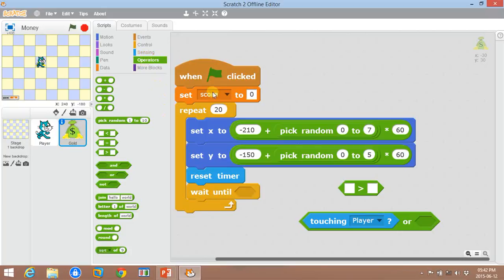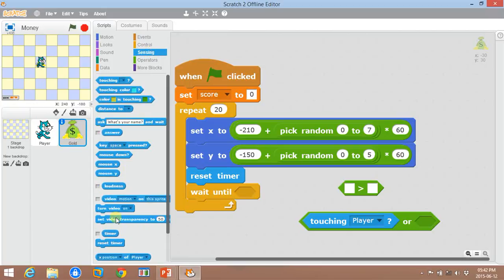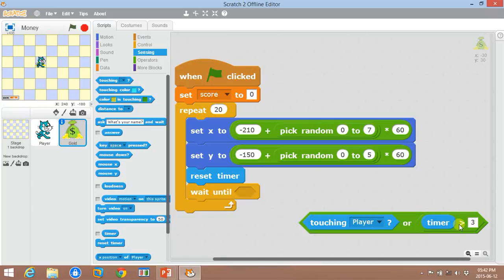And then we're going to go to sensing. It's the one with the little arrow that points to the right. It's in the green blocks. In this case, it's greater than, because we're going to put our timer on the left. So we're going to put our timer on the left, and we're going to say the timer must be greater than 3 seconds. All right. Now we're going to take our timer, then greater than 3, and we're going to pop it into there. All right.